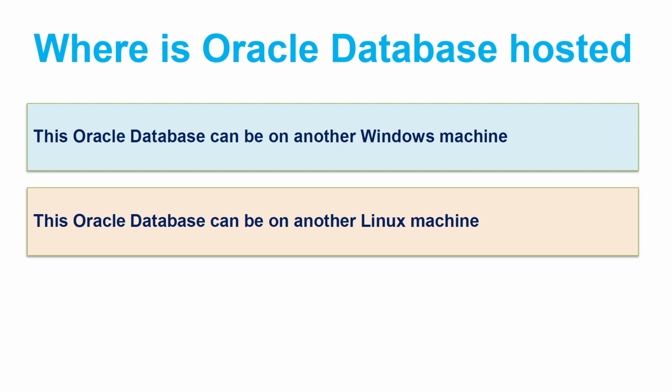This Oracle database can be on another Windows machine, or it can be on another Linux machine. So from your Windows PC, you want to connect to an Oracle database which is hosted on a remote server, on a different server, and you want to connect to it using WinSQL.